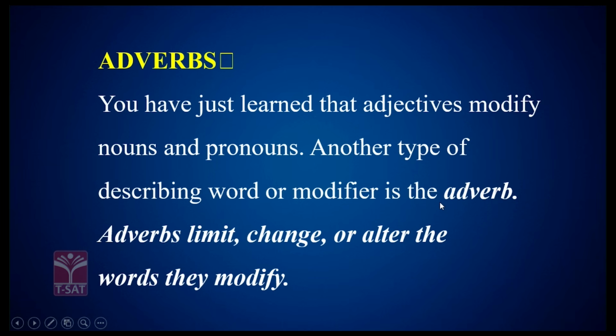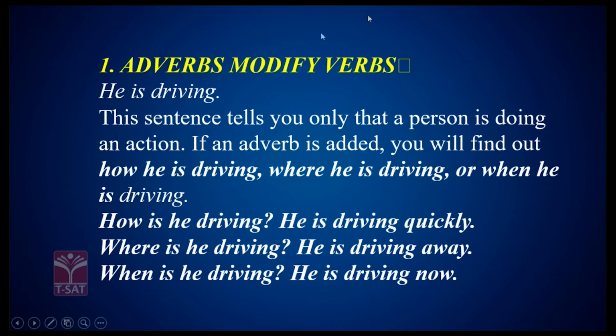This is also considered to be modifiers. This is another type of describing word. This is also called a modifier, because adjectives modify nouns or pronouns, adverbs modify the verbs. These adverbs also limit, change or alter the other words, and those other words are nothing but verbs. So, verbs are being modified with the help of adverbs. So, this is the statement you can see on your screens. Adverbs modify verbs.